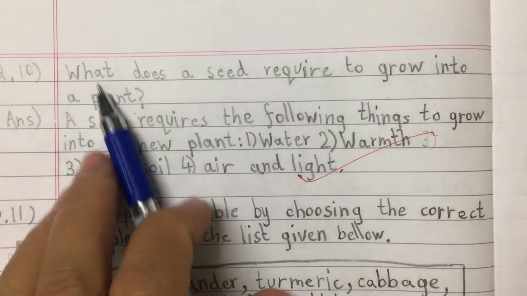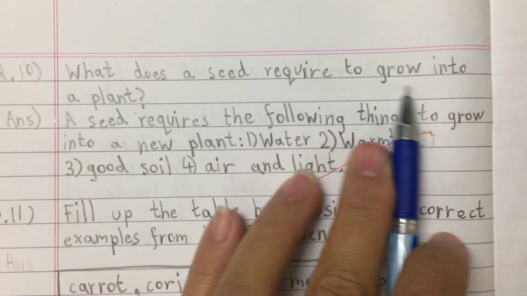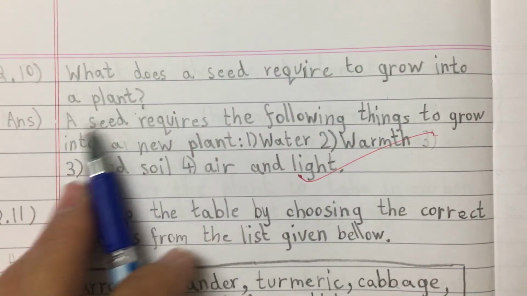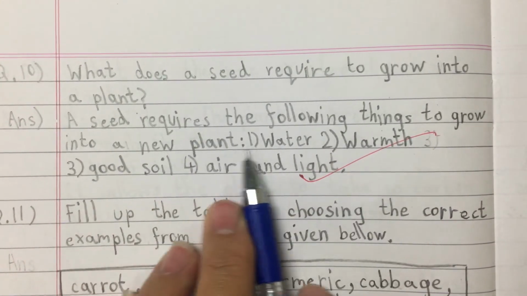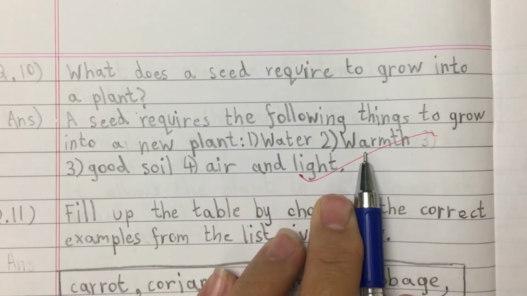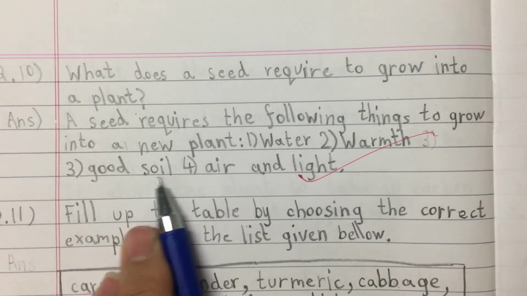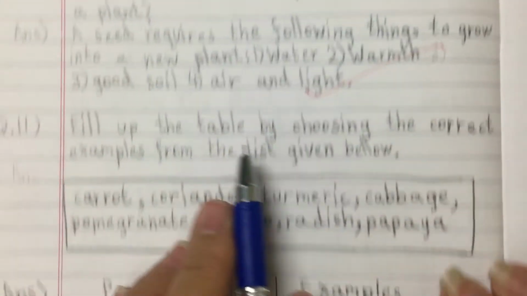Question number 10. What does a seed require to grow into a plant? A seed requires the following things to grow into a new plant. Number 1, water. Number 2, warmth. Number 3, good soil. Number 4, air and light.